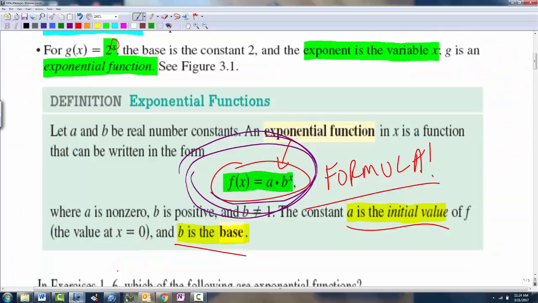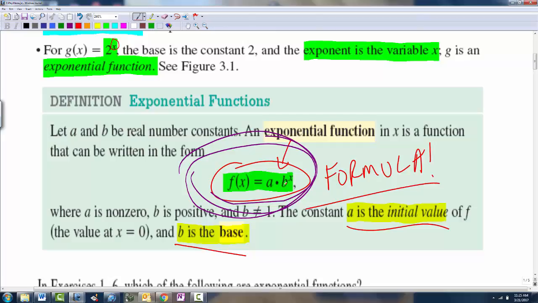So, an exponential function: let a and b be real number constants. An exponential function in x is a function that can be written in this format. And that's what you're going to have to remember when we give you a chart of values and say, from this chart, give me the exponential function that mirrors this chart. Now, do understand why a is the initial value. Pretend this is something that mirrors time for x. What is the initial value when you're starting an experiment? Where do you start? At time what? 0. Only one person said that.